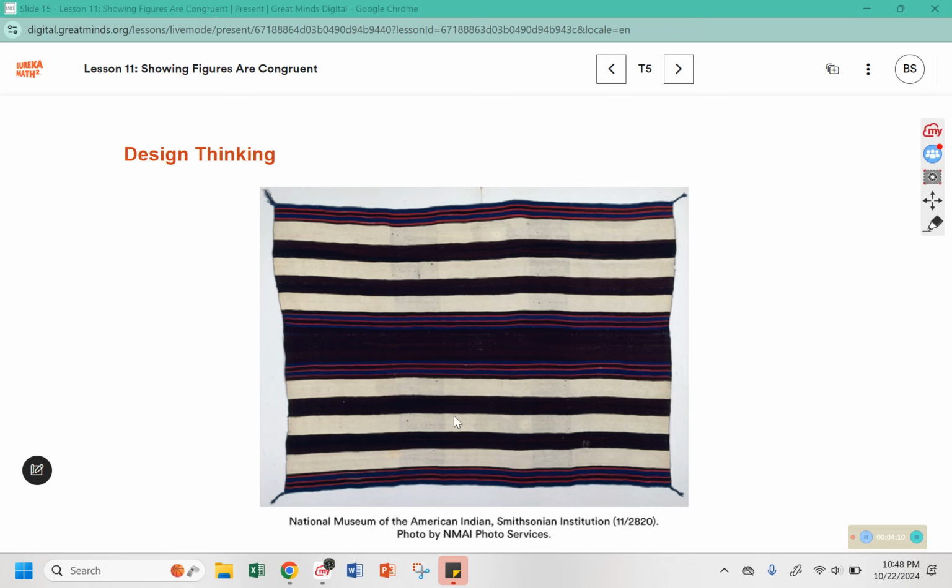Here are some examples of congruent figures in real life. This is a textile, and you can see that there are congruent lines, or you can see that there are congruent copies of these smaller lines in this pattern.